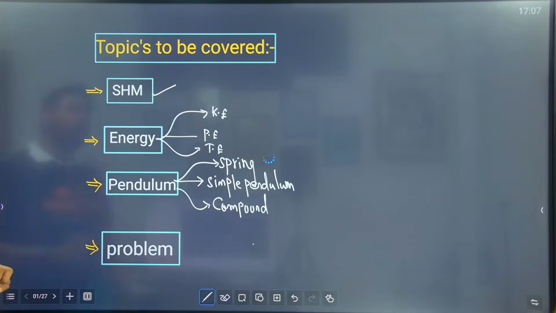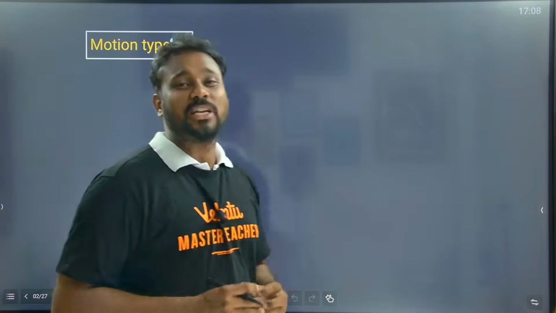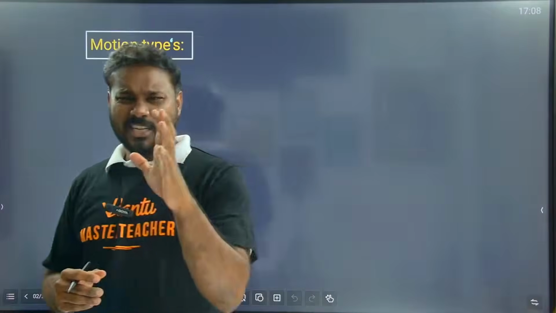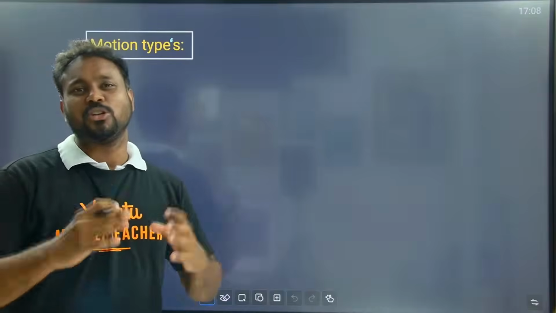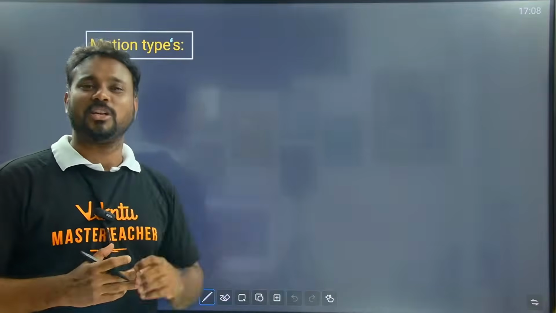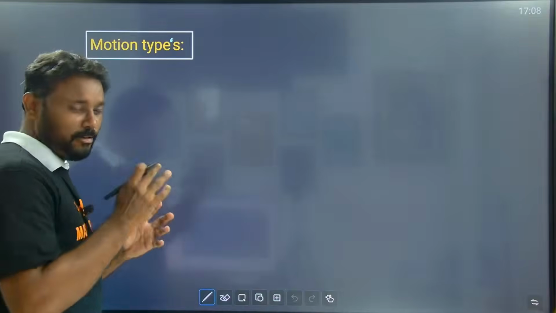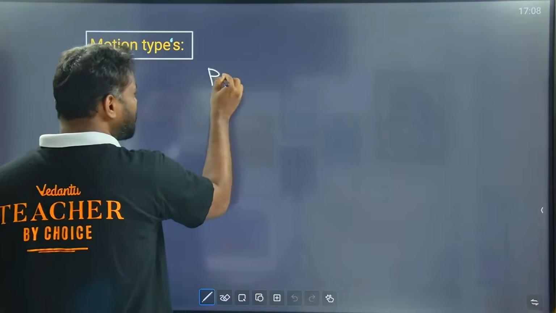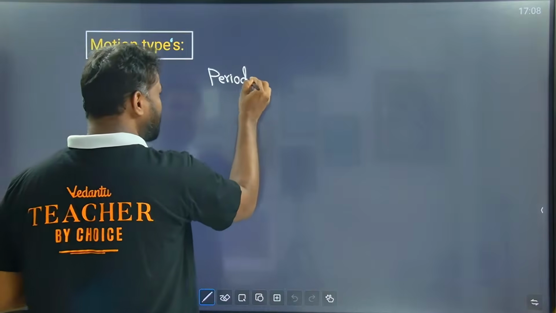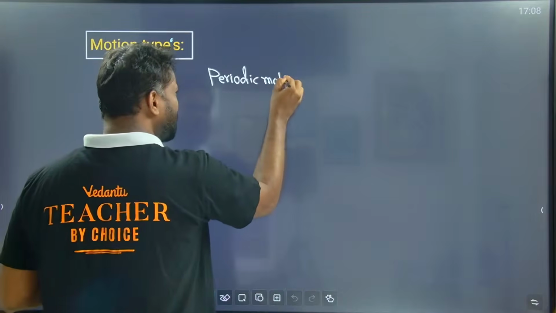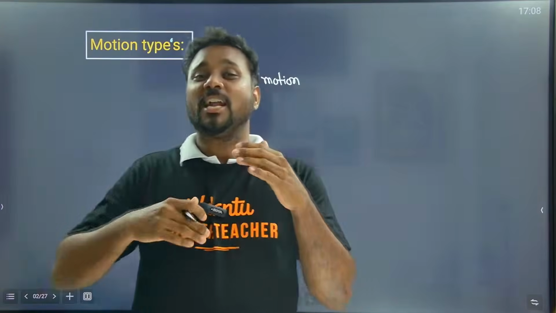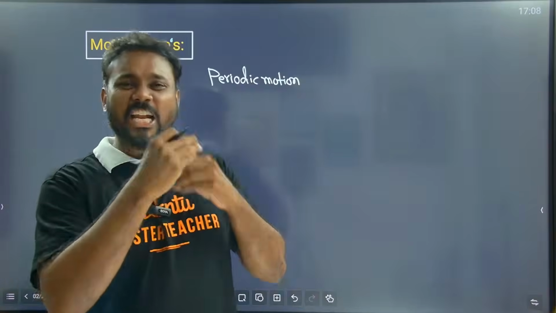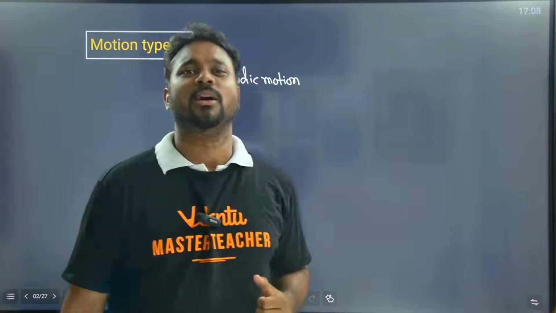First, what we are going to discuss is a very important thing, the types of motion. Generally, we have already discussed one dimensional motion and two dimensional motion. So this is one special motion, and we are going to discuss what periodic motion is. Very very important thing. Suppose I take periodic motion. So periodic motion, what do you mean by periodic motion? Because it is given as period, the motion repeats at a regular interval of time, we can say it is a periodic motion.